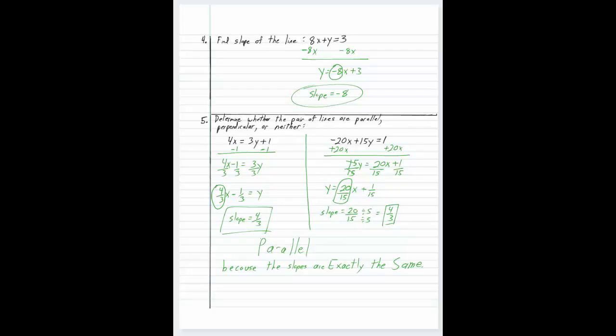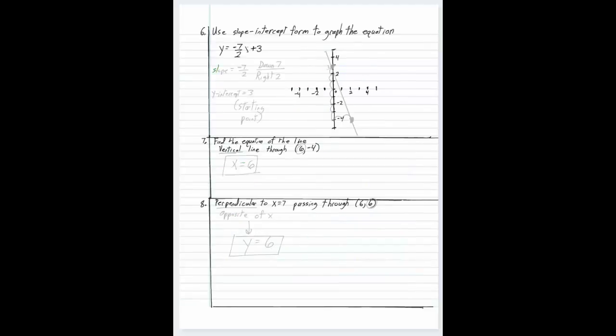For number 6, we'd like to use slope-intercept form to graph the equation. Looking at this, I see that the slope is negative 7 over 2, and the y-intercept is 3. I have another word for y-intercept. I call it the starting point. Let's find out where y is 3, which is right here, and put a big dot right there.